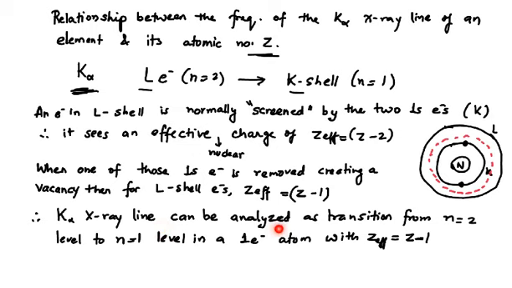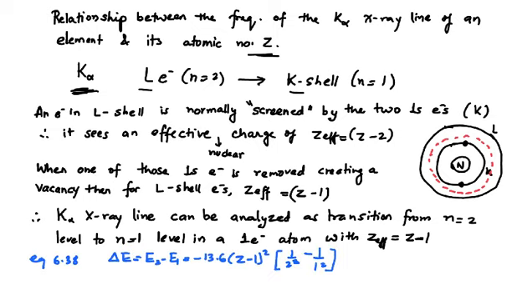Therefore, the K alpha X-ray line can be analyzed as a transition from n equals 2 to n equals 1 level in a 1 electron atom with Z effective equal to Z minus 1. Therefore, using equation 6.38, we can find out how much the change in energy is when such a transition takes place.